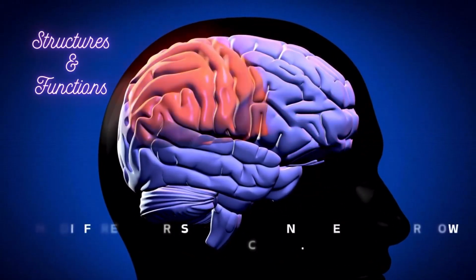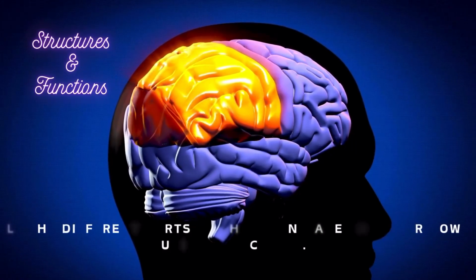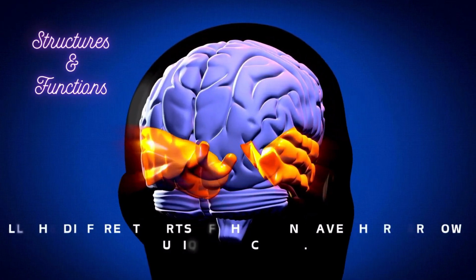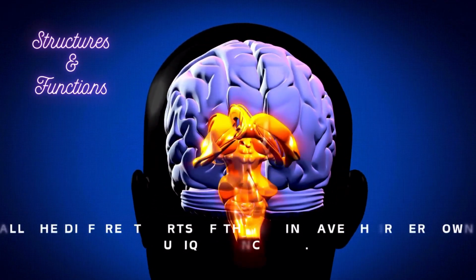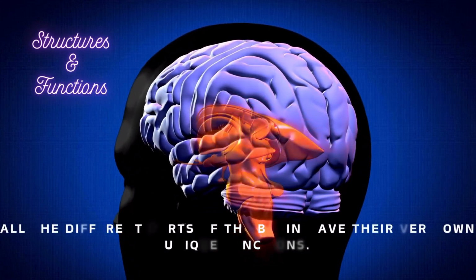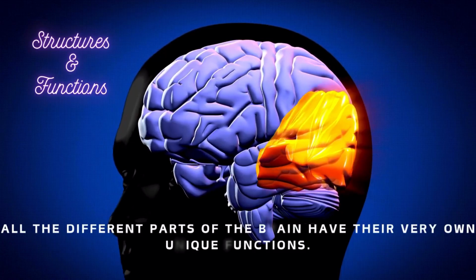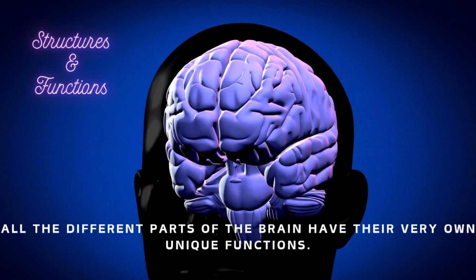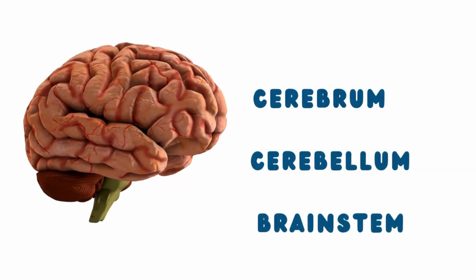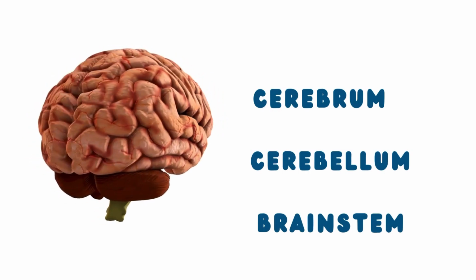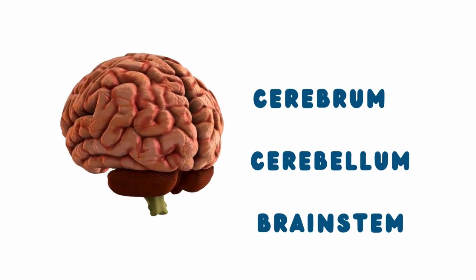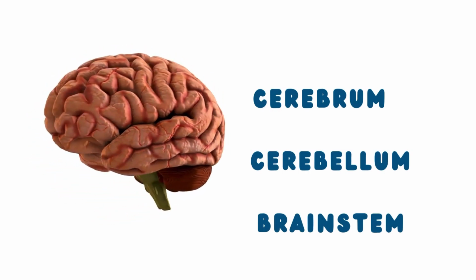There are many different parts that make up the brain and central nervous system. All the different parts of the brain have their very own unique functions. The main parts of the brain are the cerebrum, cerebellum, and brainstem.